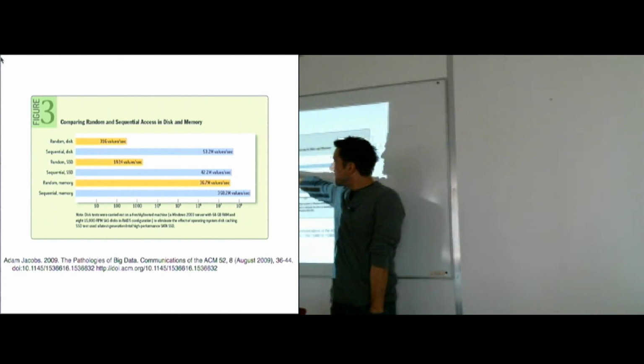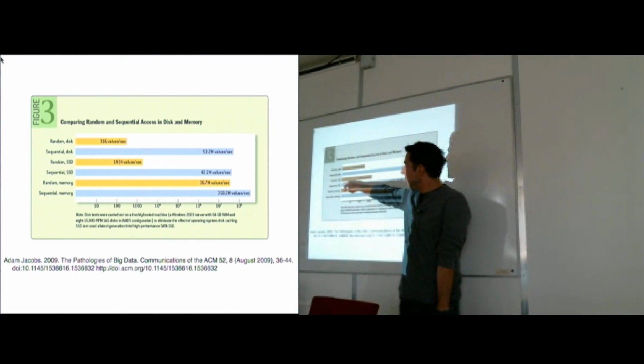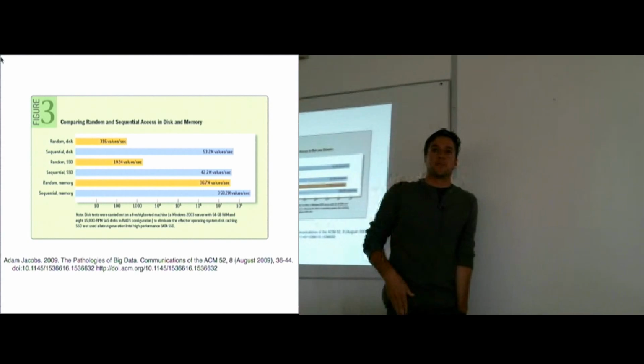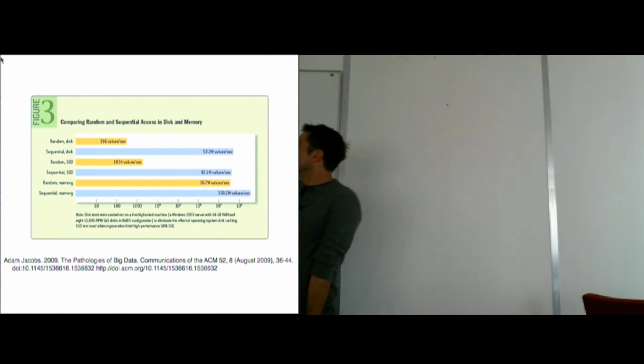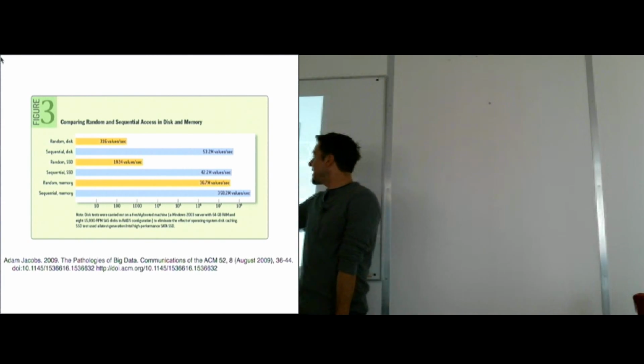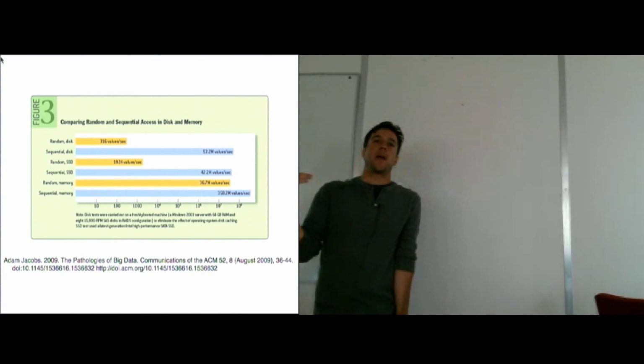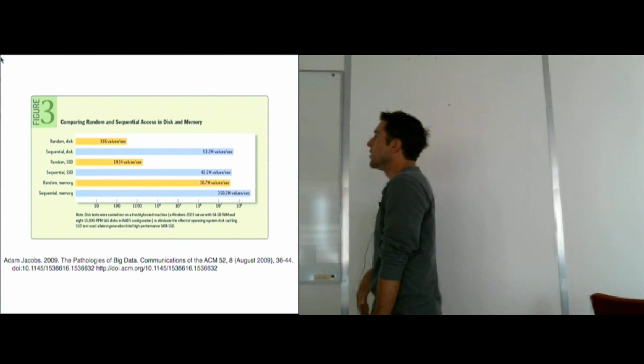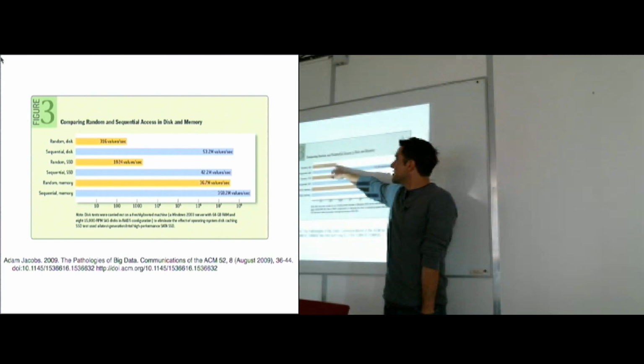This is random access to disk, sequential access to disk, random access to an SSD, solid state drive, sequential access to an SSD, random access to memory, and sequential access to memory. That's the y-axis. The x-axis is the amount of throughput, how much bandwidth, how much data can I pull off this thing in a read fashion. Random access to disk is very slow.